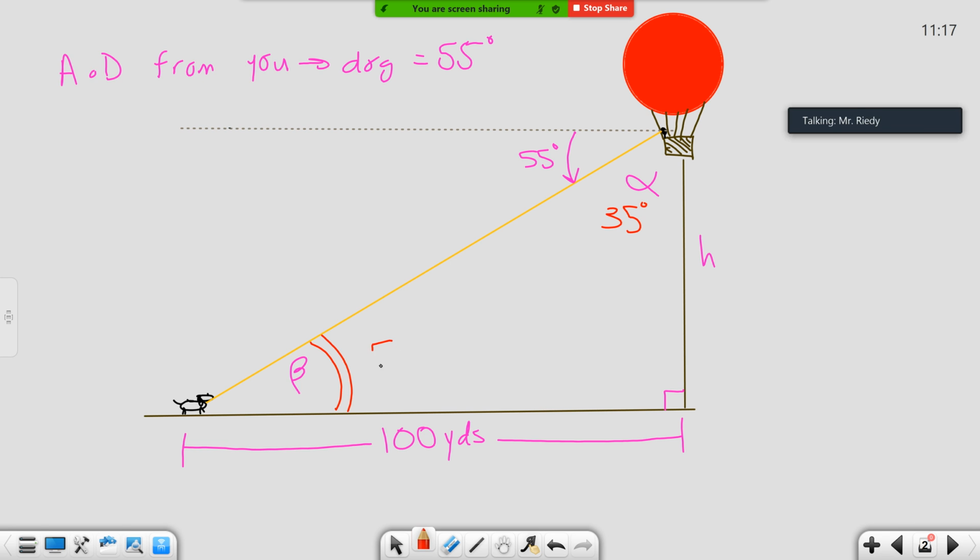55 degrees. Why is that? Because, well, those two angles have to equal 90. Perfect. So then you do 90 minus 35, and that's 55. Perfect. Anybody have another reason why that angle is 55 degrees?